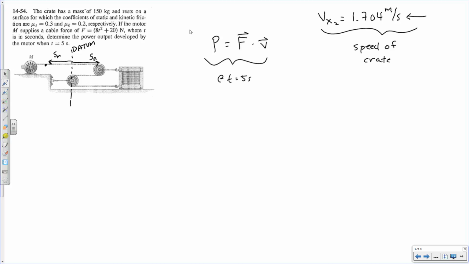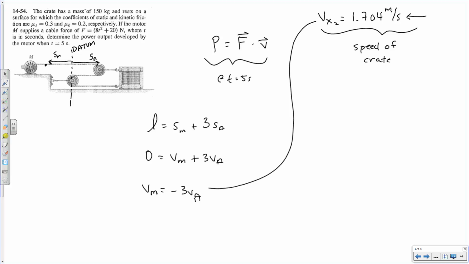So the total length of the cable in this case would be S sub M plus 3 times S sub A. When we differentiate once with respect to time, 0 is equal to Vm plus 3Va. We find that the speed of that position M as it's being pulled into the motor itself is equal to negative 3 VA. VA, recognize, is this speed here that we solved for. This is the speed at which the crate is moving towards the left.